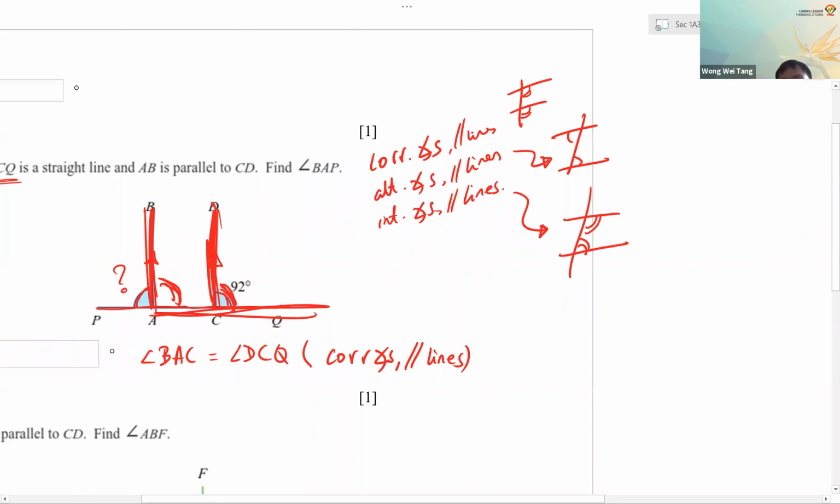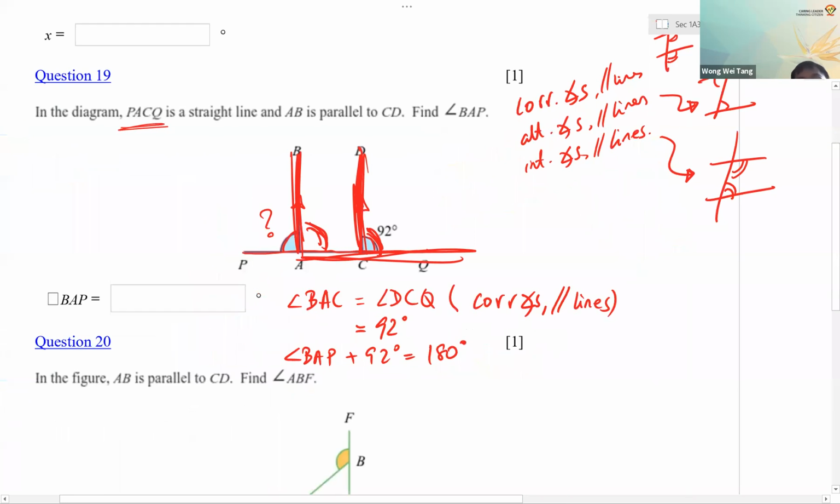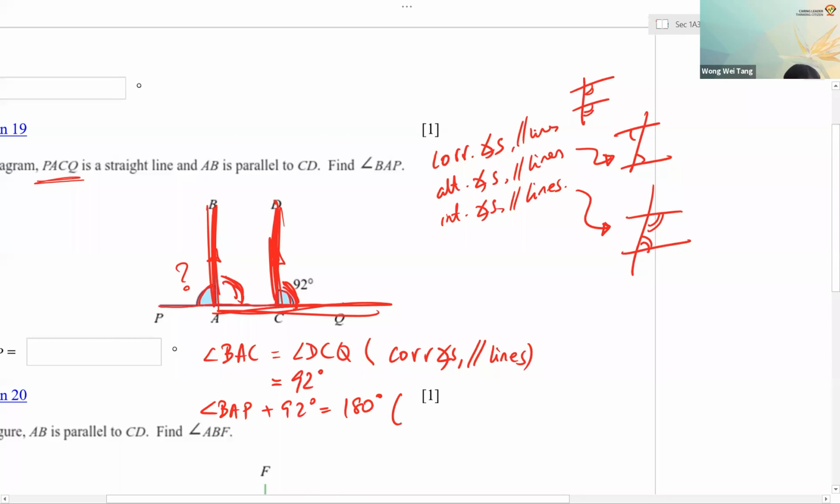I think Zhenyu is back. Zhenyu, are you there? Not here. Ah, okay, now you need to unmute yourself. Joven has given us the first step already. What is the next step? Angle BAP plus 92 degrees is equal to 180 degrees. Okay, good. What is the reason? I agree with you, it is 180 degrees, but you need to explain why. Angles on a straight line.